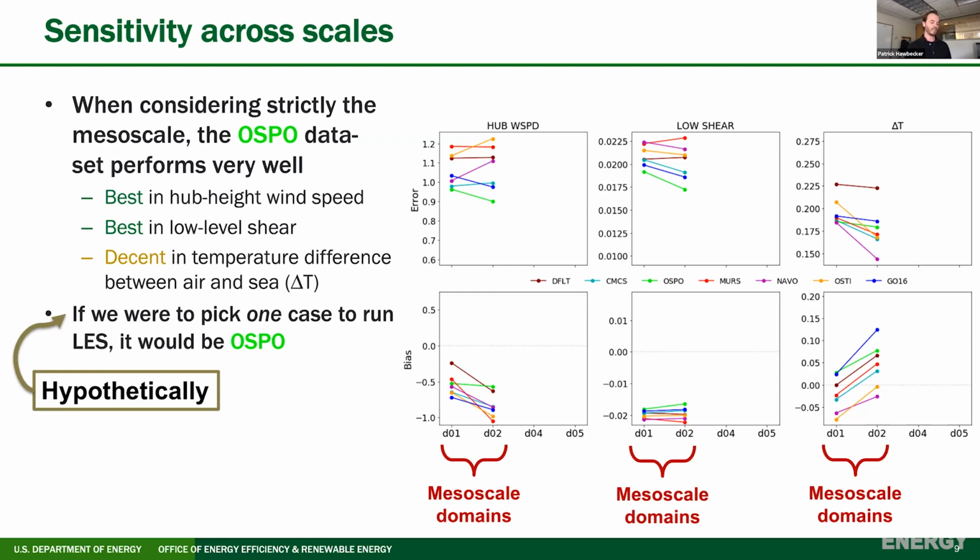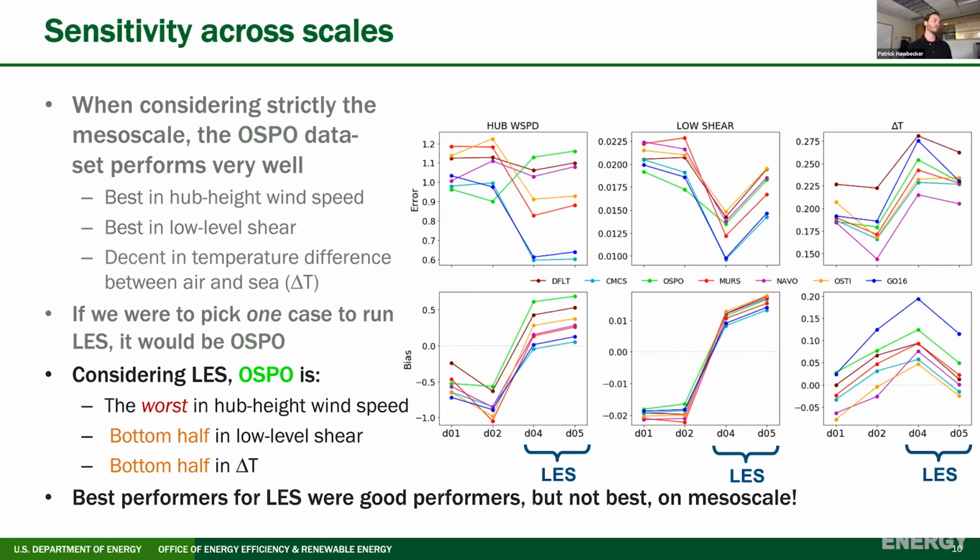So now we ran all of them down to 10 meter grid spacing. And now we see that OSPO is the worst for hub height wind speed on the LES domains. It is middle to low of the pack for low level shear, and also the bottom half in delta T. So this is for one case, so it's not a very generalized result, but the idea being that the best performer in mesoscale might not be your best performer in the microscale. And the LES that end up performing the best were just decent to good performers on the mesoscale.